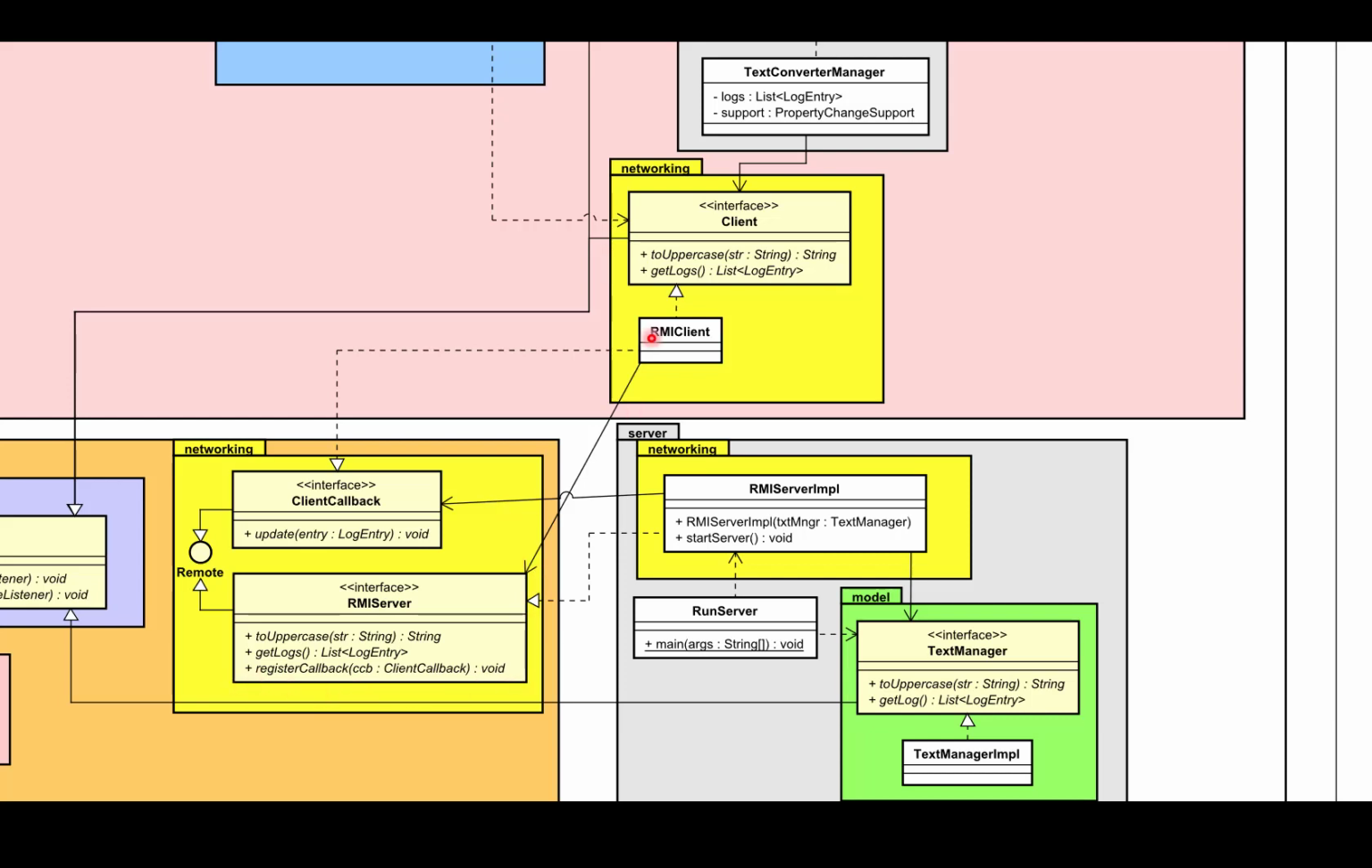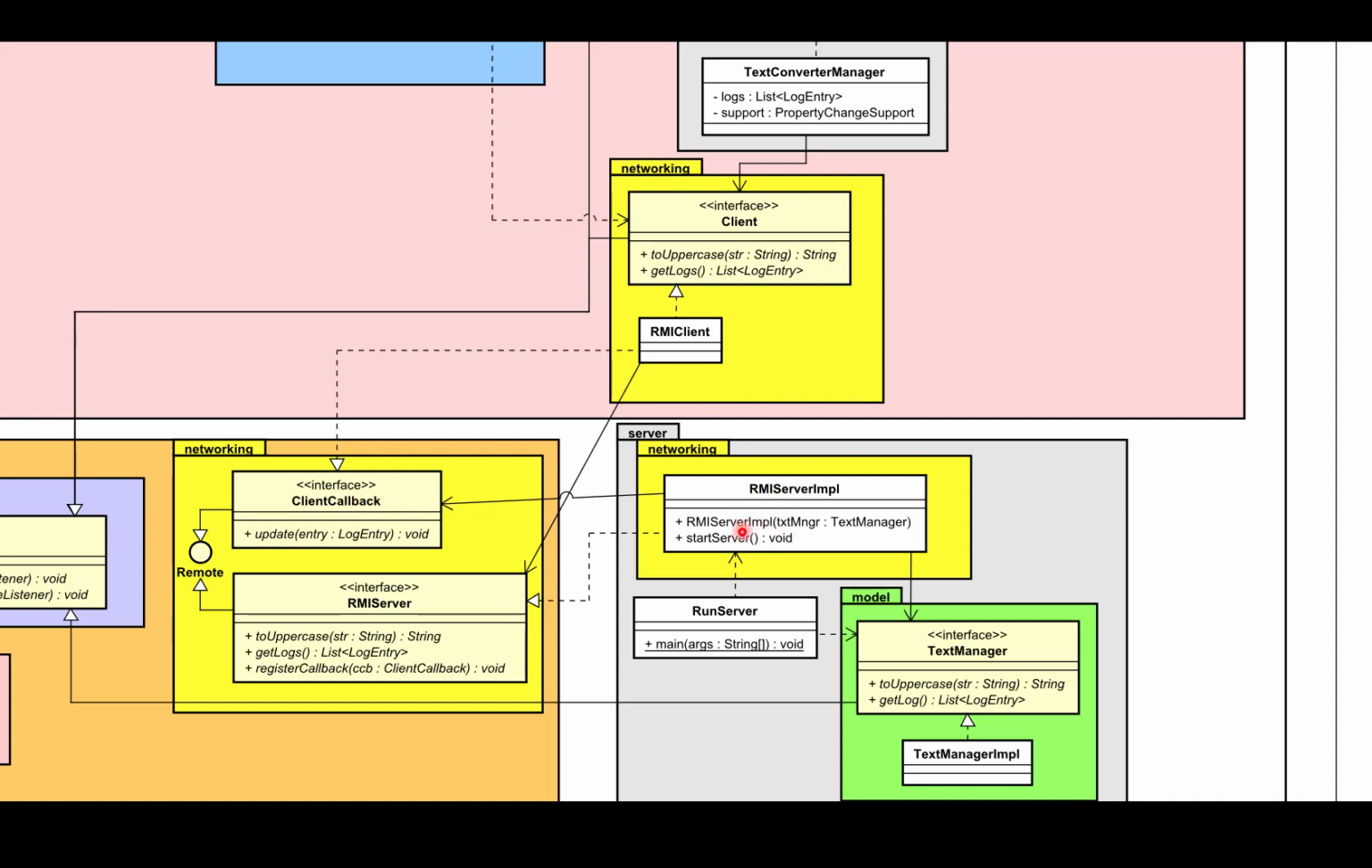defines all the methods that the client side can call, and I also have a client callback because if you remember, my client side could be updated whenever something happened on the server side. So there was a push notification from the server. So I need this client callback. We can basically consider this an observer pattern as well.